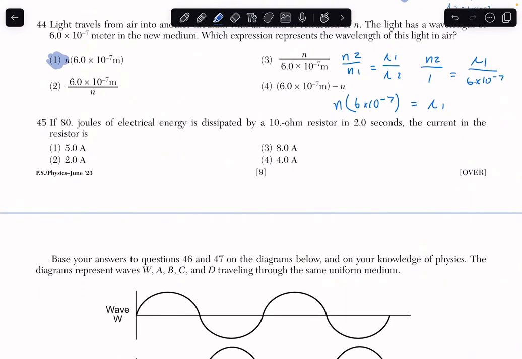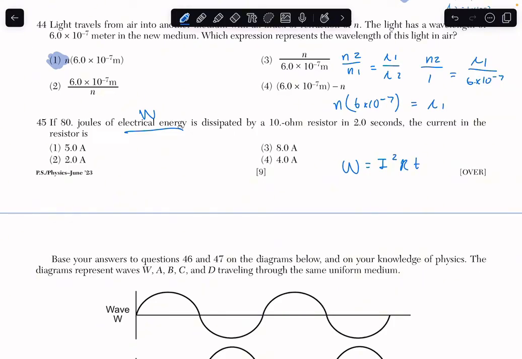45. If 80 joules of electrical energy is dissipated by a 10 ohm resistor in 2 seconds, the current in the resistor is... So, electrical energy. This just means work. You could look at the reference table. It's going to have all the different definitions of the symbols, and it will also have the different equations. So the equation we're using for this one is going to be work, or electrical energy, is current squared times resistance times time.